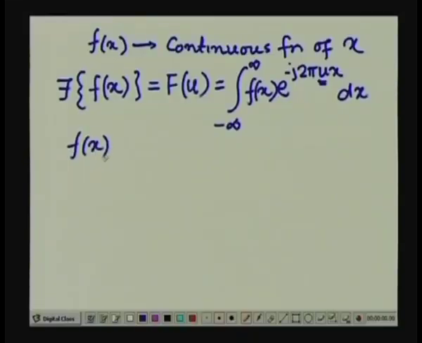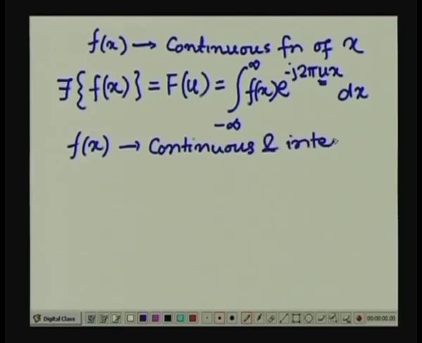Now, for doing this continuous Fourier transformation, the function f(x) has to meet some requirements. The function f(x) must be continuous, and it must be integrable. So, if f(x) is continuous and integrable, then using this integral operation we can find the Fourier transformation of this continuous function f(x).